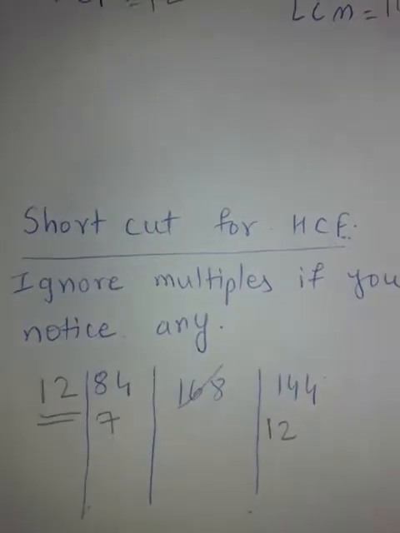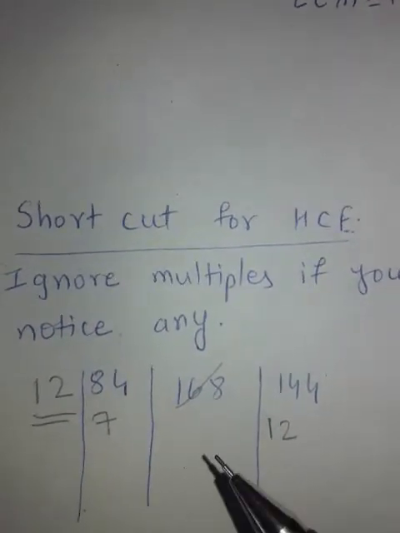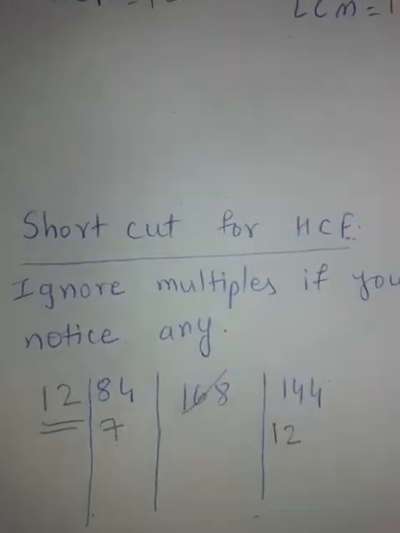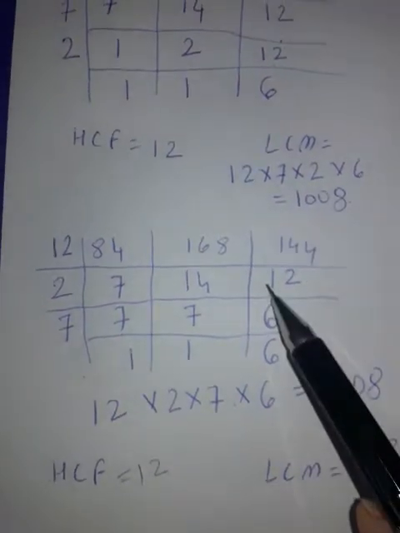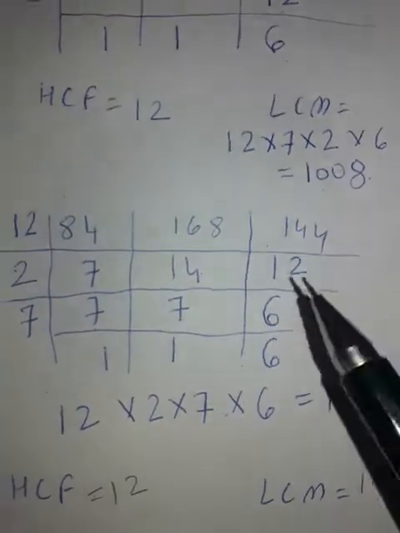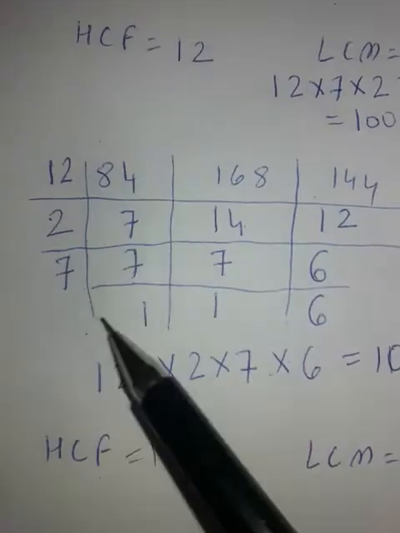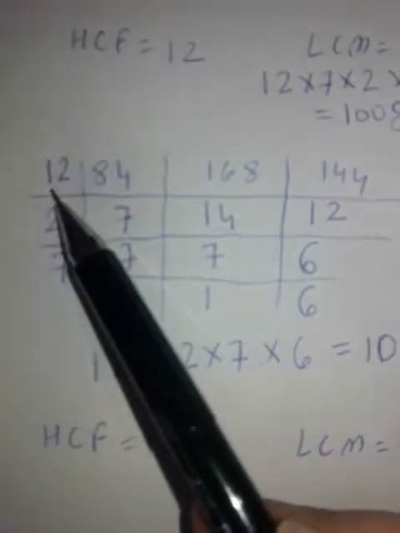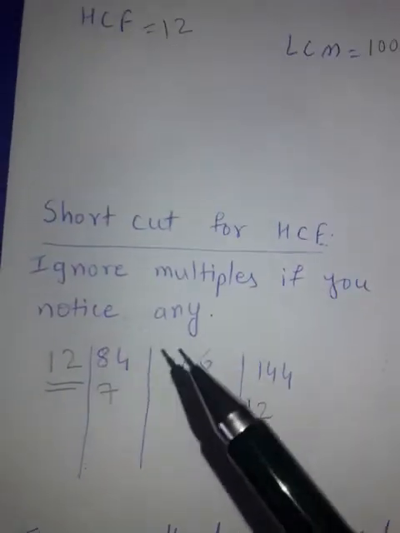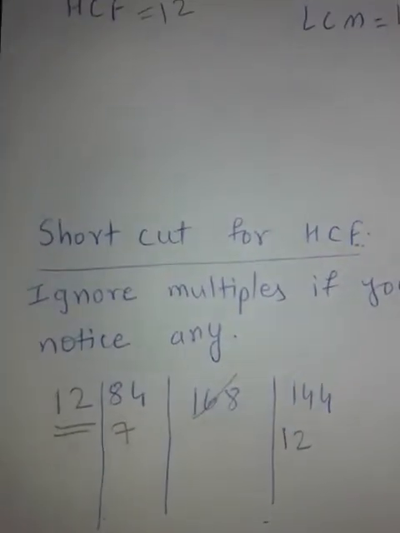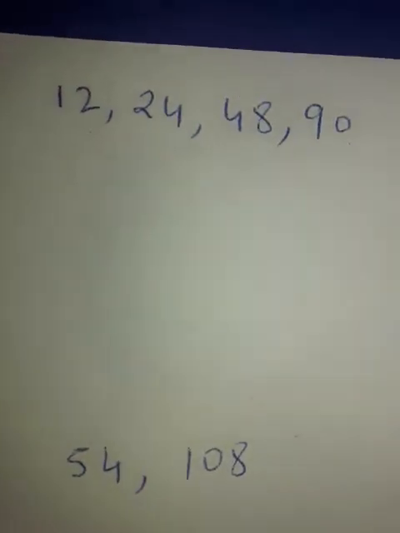But sometimes what will happen? You are in a very much hurry during the exam. You won't notice that this is a multiple. You won't notice. Then also it doesn't matter. You can stick to this. See, here we haven't ignored anything. Same example I have taken. Here we haven't ignored anything and still we got our HCF as 12. Not a problem. But by chance, if you are able to notice it, you will save your time by ignoring this. Is it clear? Now let's solve a few examples based on this trick.